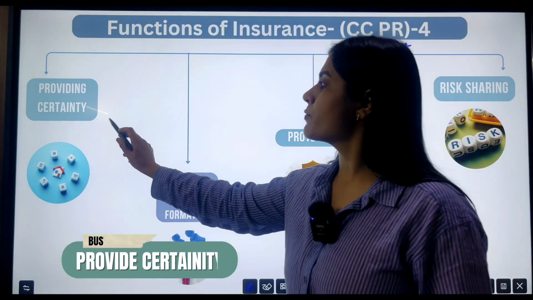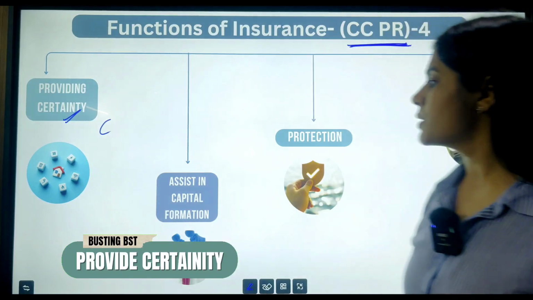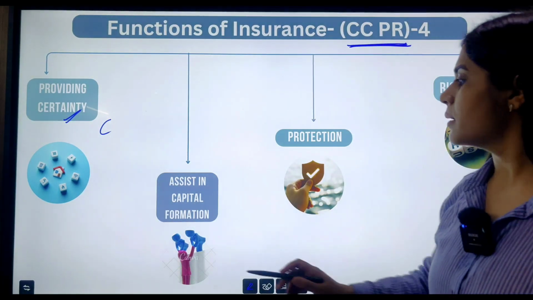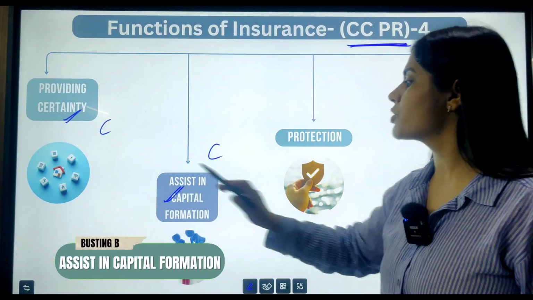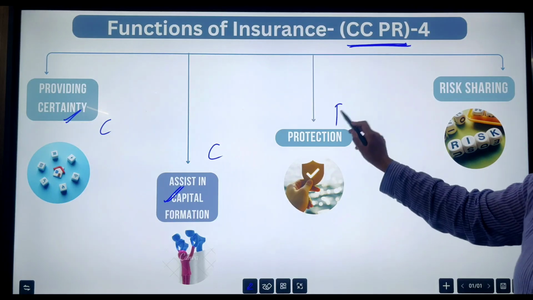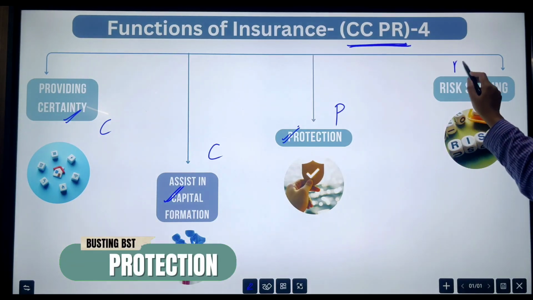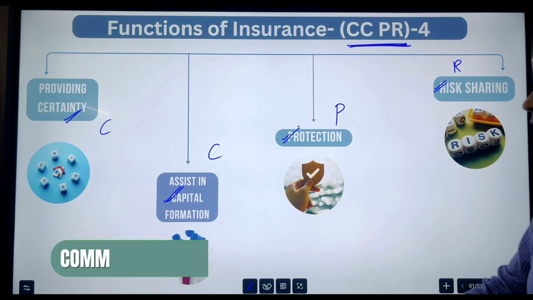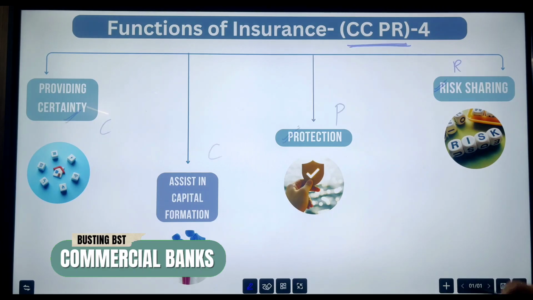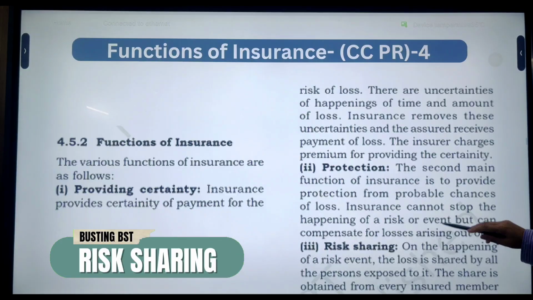Now, where C stands for certainty, it provides certainty to the business, and then again C standing for capital formation in the economy, and P standing for protection, and R is nothing but risk sharing. So now let us see from NCERT in detail what these points have to say.